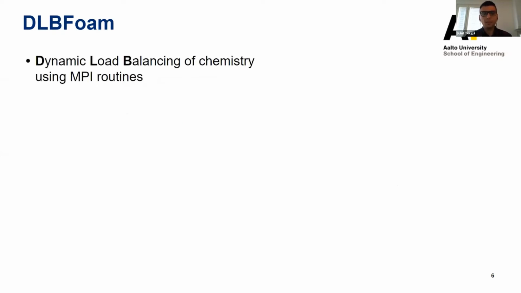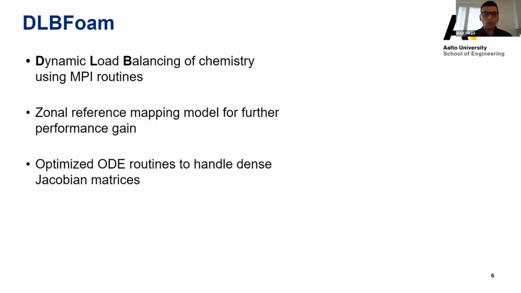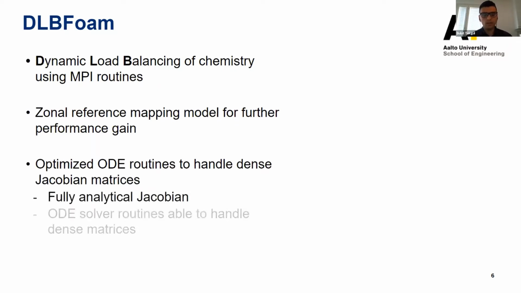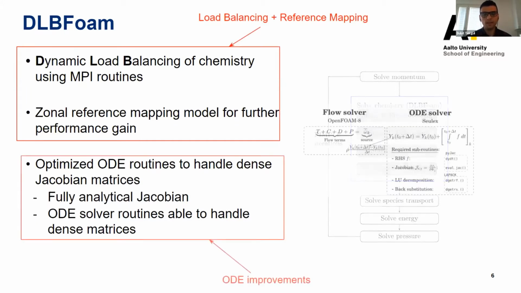Dlbform stands for dynamic load balancing for chemistry using MPI routines. What we do is balance the chemistry problem on the fly using MPI. There's also a zonal reference mapping model for further performance gain, which I will talk about in a minute. We also have optimized ODE routines to handle dense Jacobian matrices, which includes a fully analytical Jacobian and improved ODE solver routines to handle dense matrices. So the first part is load balancing and reference mapping, and the second part is ODE improvements. I broke this into two so I can explain them one by one.